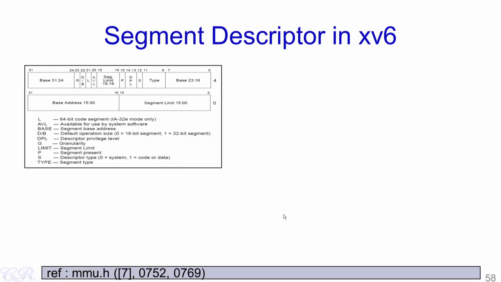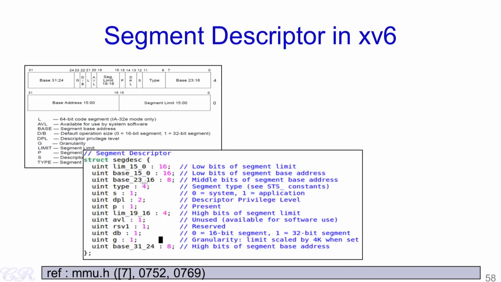So, in xv6 this segment descriptor is represented by a structure in the operating system code. If you look at mmu.h, you will actually see this particular structure. As you can see, all the attributes in the segment descriptor are represented in this structure. For instance, the base address, which is of 32 bits and split into 3 parts, is also represented by 3 parts over here. You have 16 bits over here, followed by 8 bits, and the most significant 8 bits present over here.